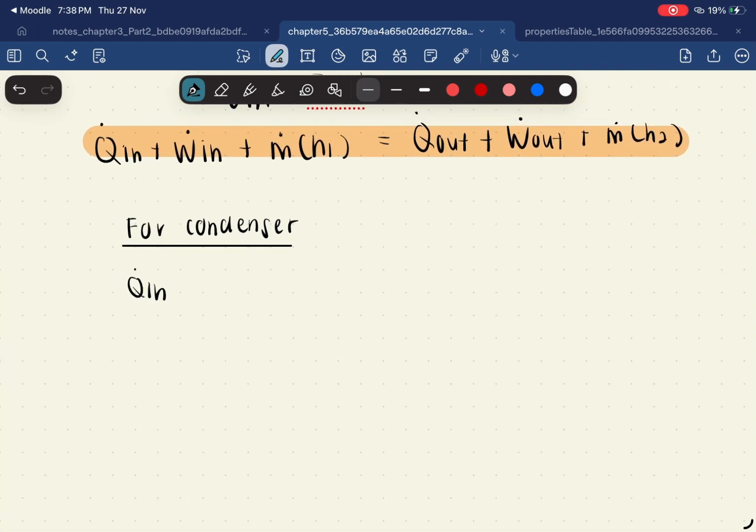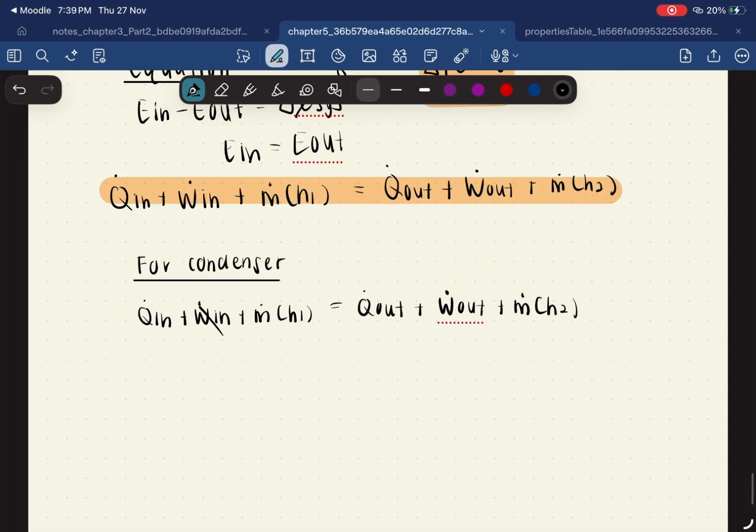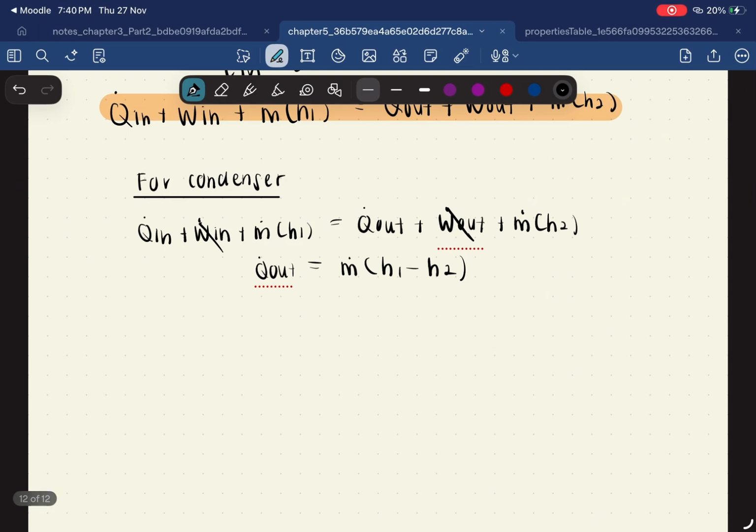Now we will focus on the condenser first. We will rewrite the equation, then cancel out the variables based on the information that we have. For this system, there is no work done or work by the system, so we will cancel it out. We will also consider there is no heat energy going inside the system. Then we will simplify the equation.